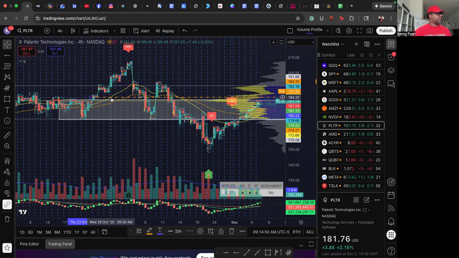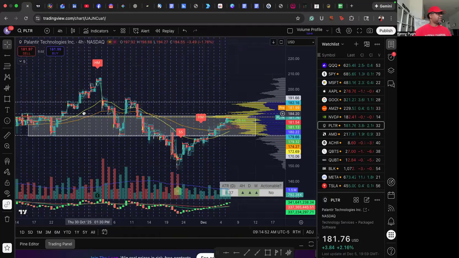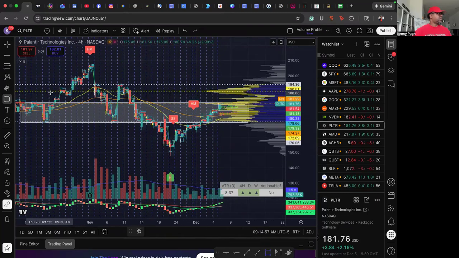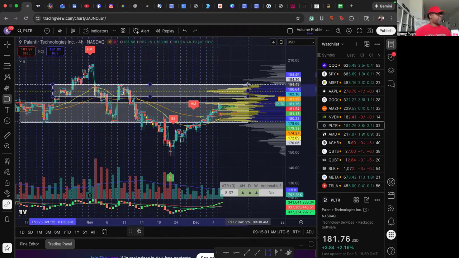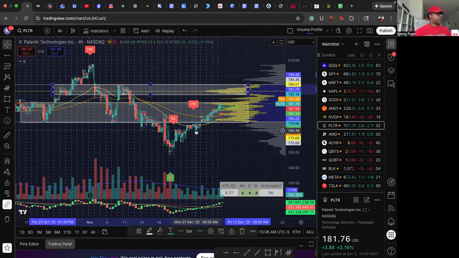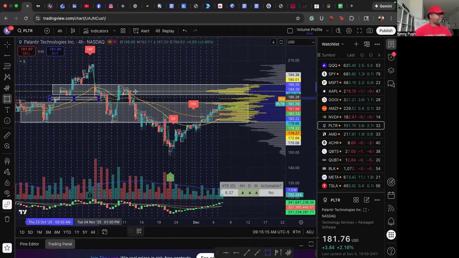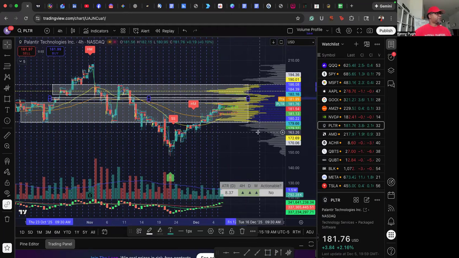Let's go ahead and delete that. I accidentally chose the line instead of this rectangle. And so let's go ahead and capture this. There we go. Do I want to capture this little bitty zone? Let's do it just to have it as a point of awareness. Point of awareness right here. There we go. And so I think that's it for Palantir.